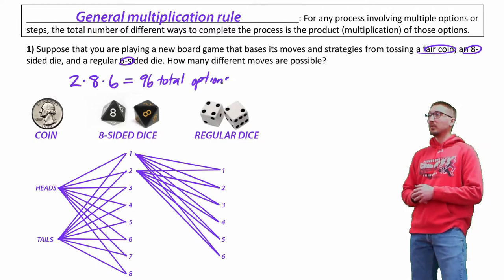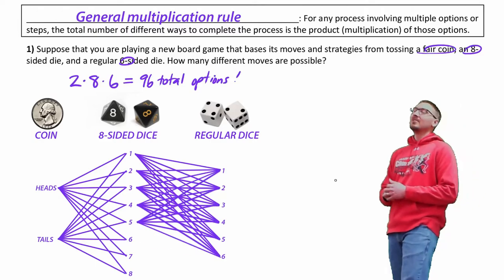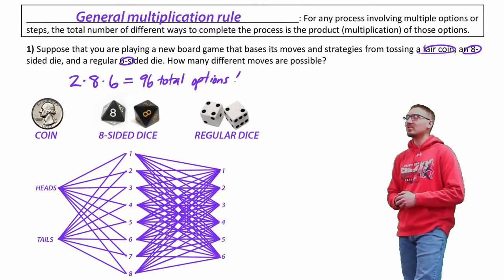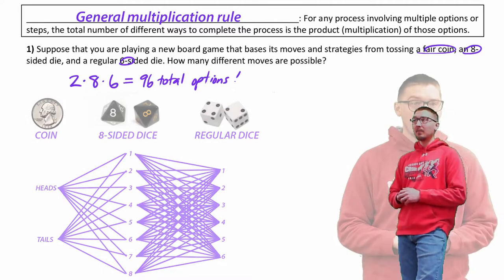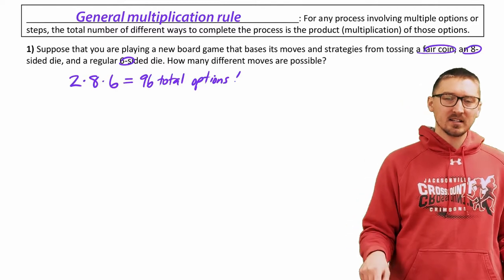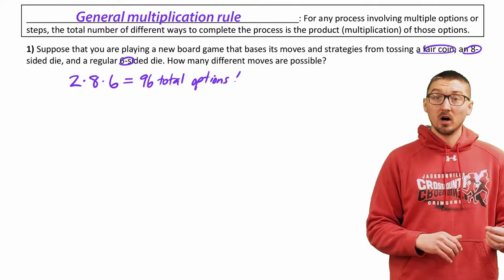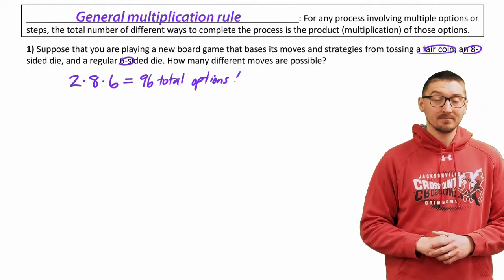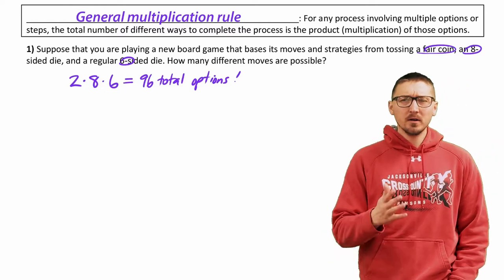You can kind of tell why we're multiplying those things up. So in your calculator or in your head, if you're good at that, you multiply 2 times 8 times 6, which is 96 total options. So there are 96 unique different combinations of those 3 events. That's a lot of possibilities. Well, what about number 2?